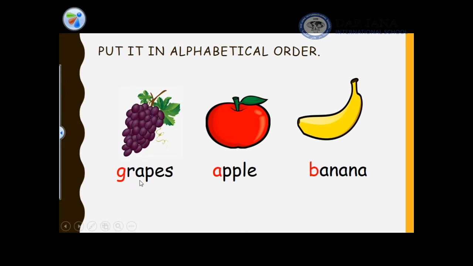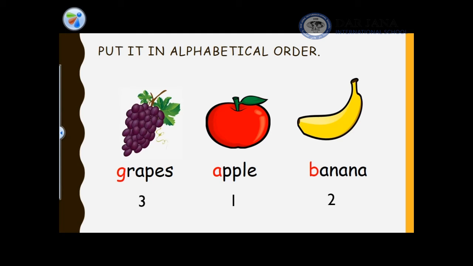Here we have grapes, apple, banana. Let's take a look at the first letter of each word. Here we have G, A, B. Which one in the alphabet comes first? You got it. Apple is first. Which one do you think comes second? The banana or grapes? Banana is correct. And last of all, grapes.